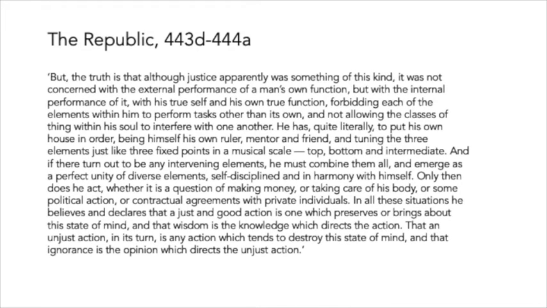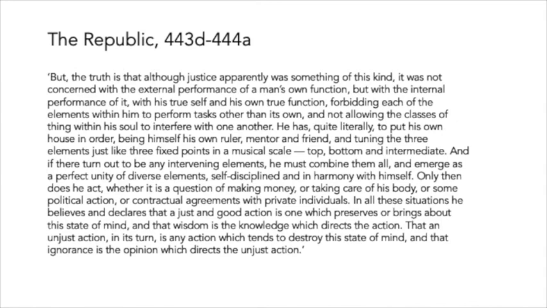So let's take a look at what he says. It's at 443D and E. He says, the truth is that although justice apparently was something of this kind, it was not concerned with the external, or you might say material, performance of a man's own function, but with the internal performance of it. With his true self and his own true function, forbidding each of the elements within him to perform tasks other than its own, and not allowing the classes of things within his soul to interfere with one another. He has quite literally to put his own house in order, being himself his own ruler, his own mentor, and his own friend, and tuning the three elements just like three fixed points in a musical scale.